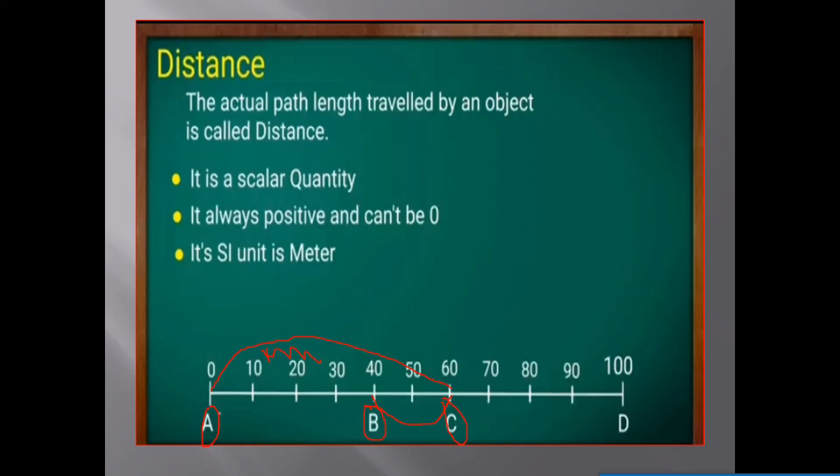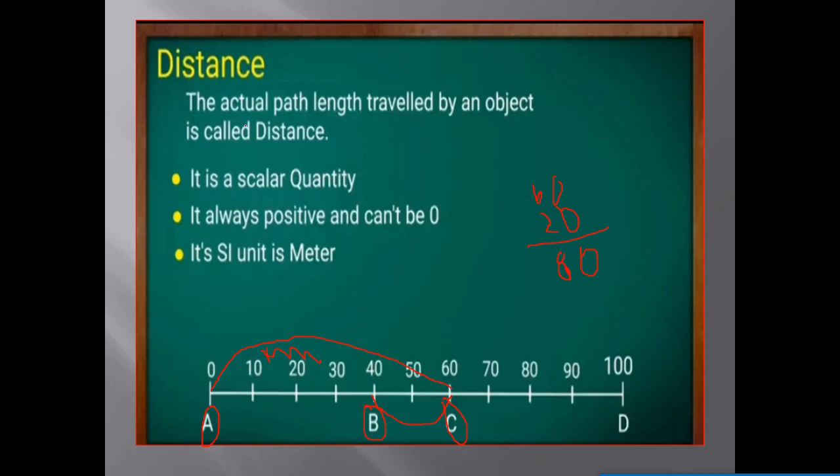What is the distance travelled? Actual distance travelled. First it has travelled from A to C. So what is the distance, children? It is 60 kilometers. Then after that, again it has travelled from C to B. What is the distance in the second position? It is 20 kilometers. So altogether you have to add 60 plus 20. It will be 80 kilometers. So what is the actual distance travelled by the object? It is 80 kilometers.